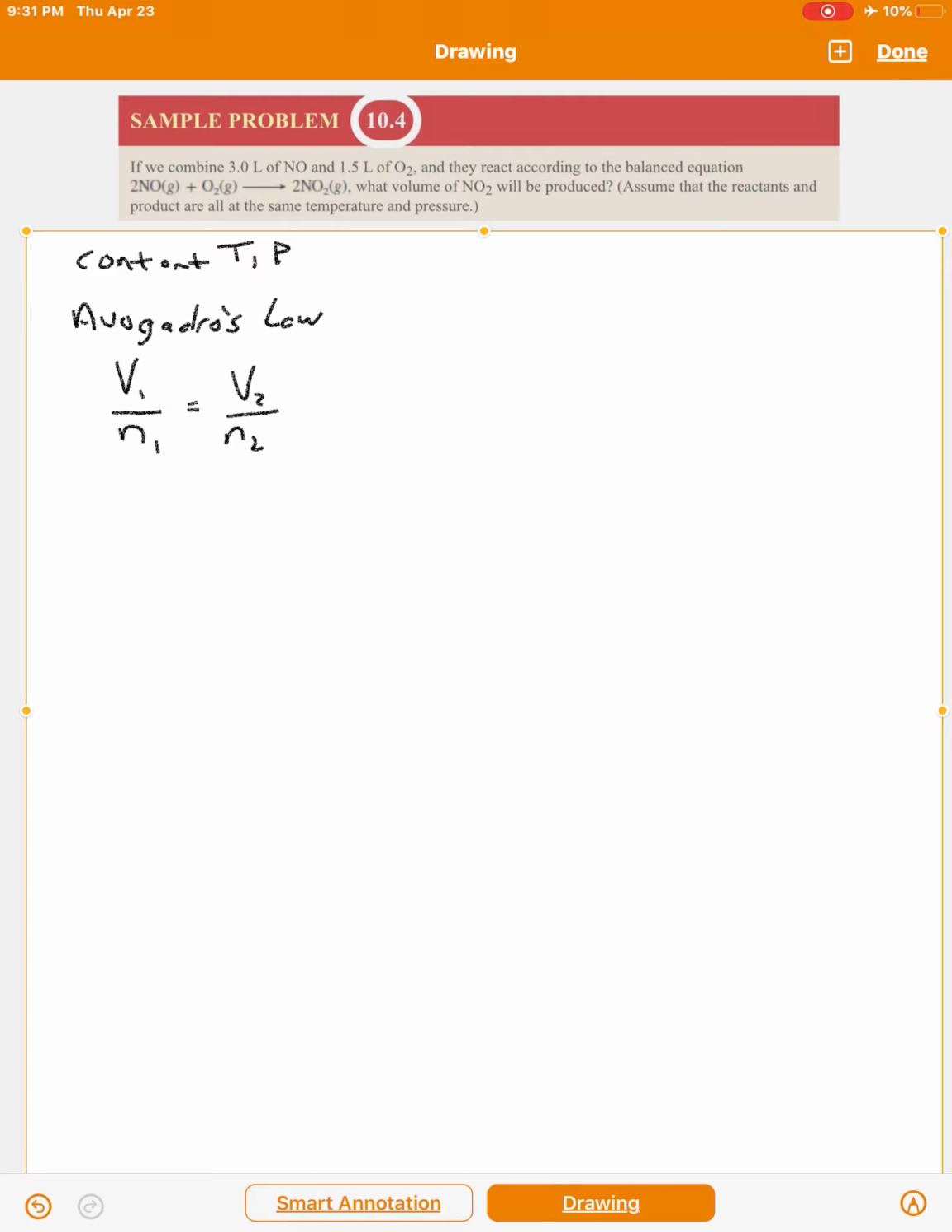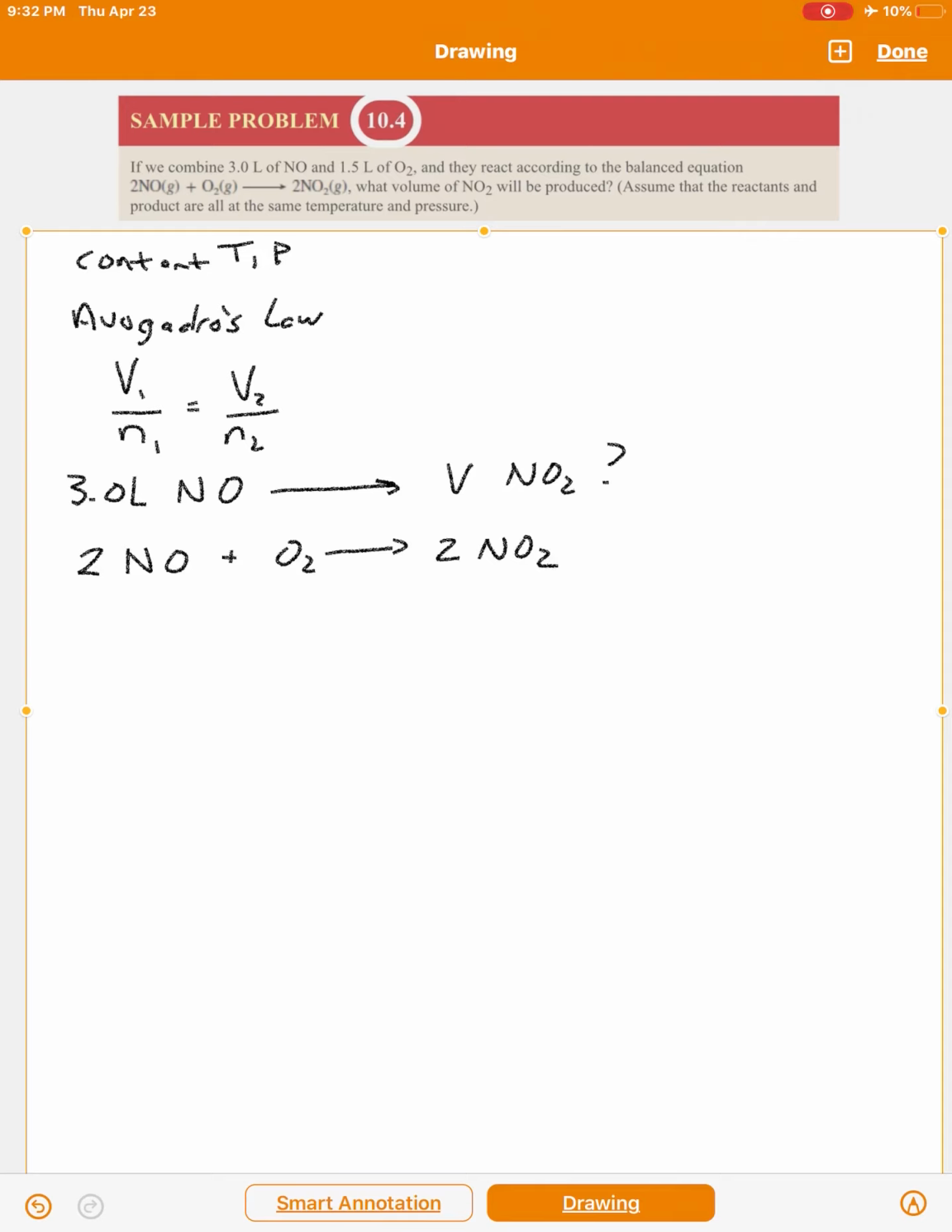Now, what they're doing is they're saying you've got 3 liters of NO. And they want you to find the volume of NO2. Right? What volume of NO2 will be produced? Okay? So really what they're doing is they're saying this. Suppose you have 2 moles of NO. And you combine that with 1 mole of O2. And they react to form 2 moles of NO2.